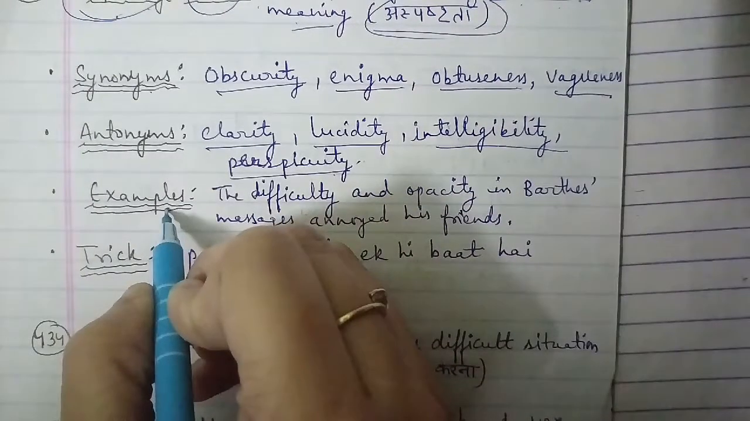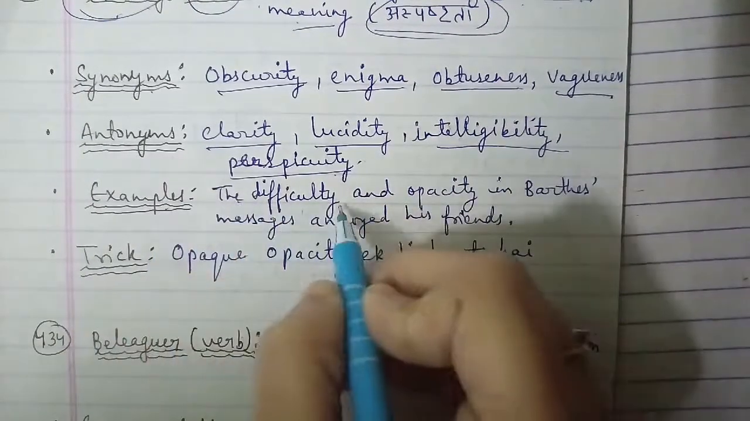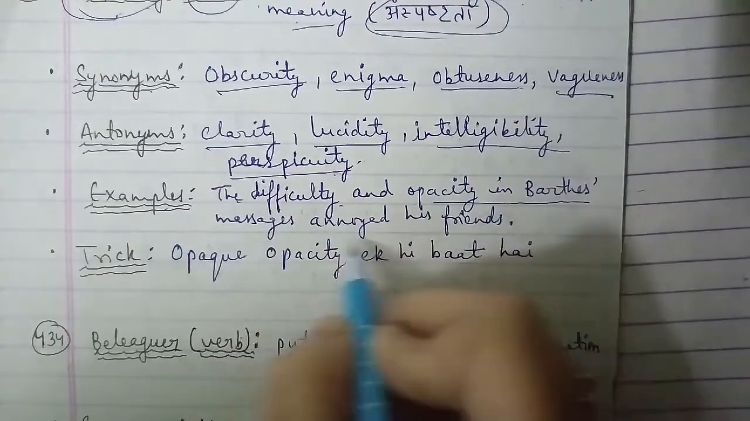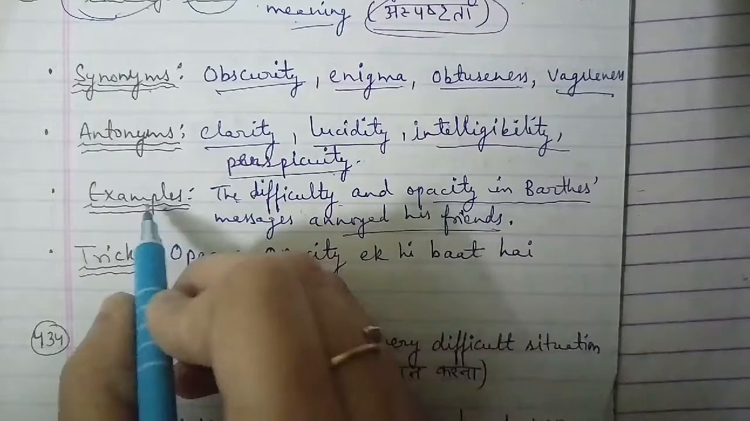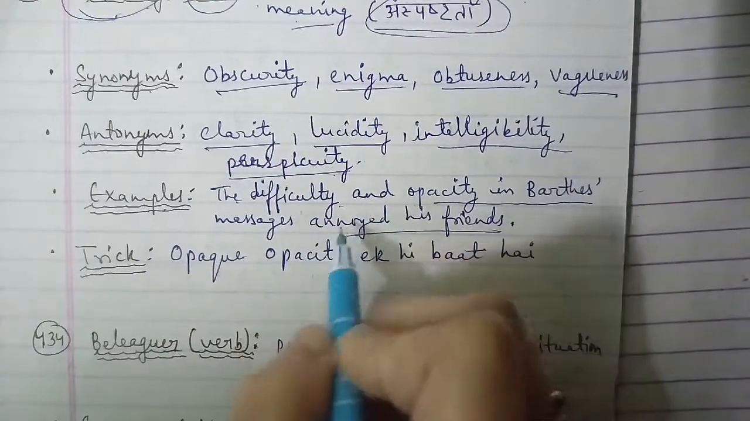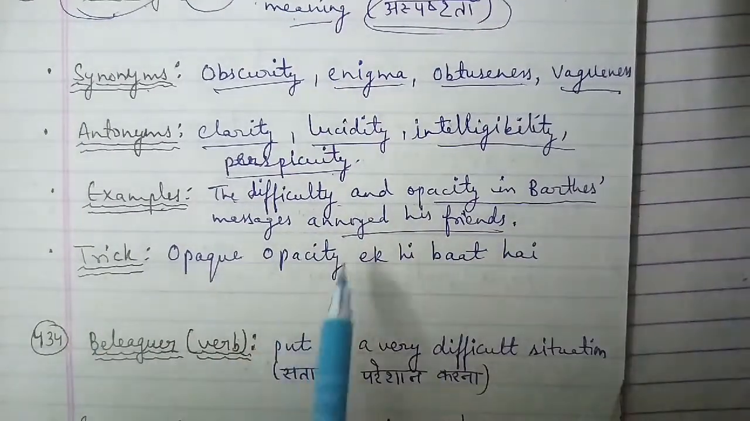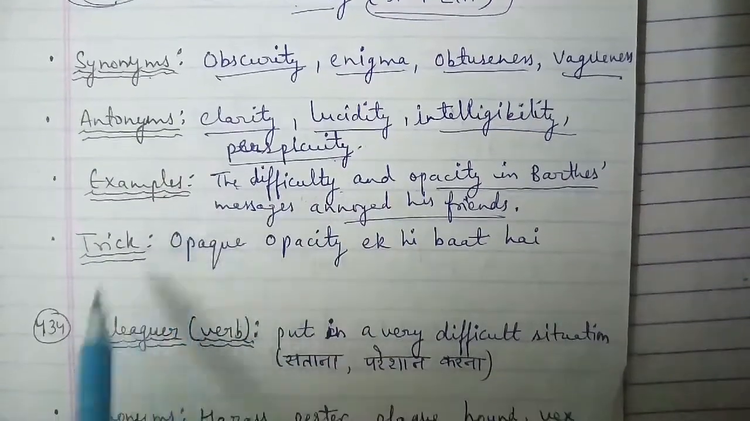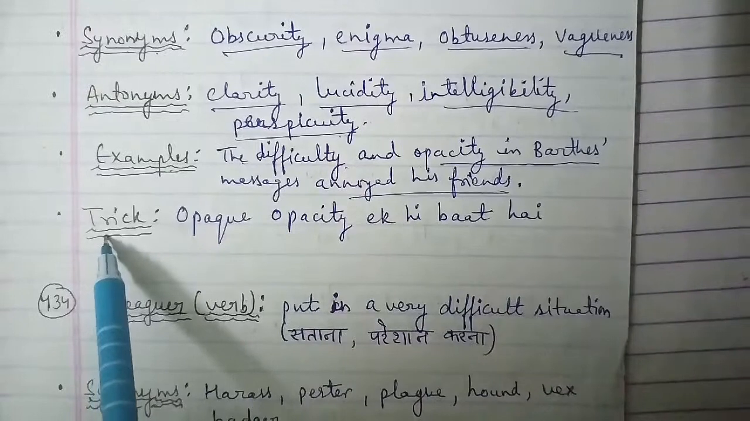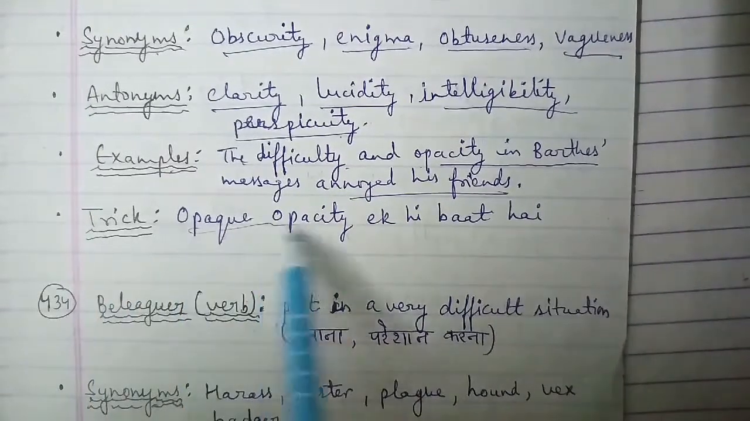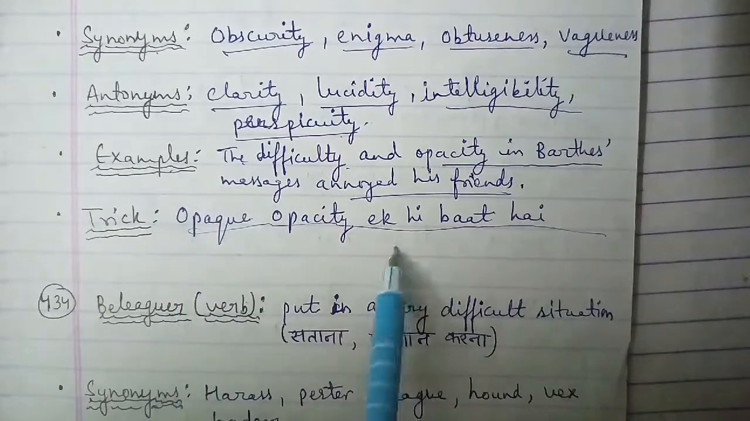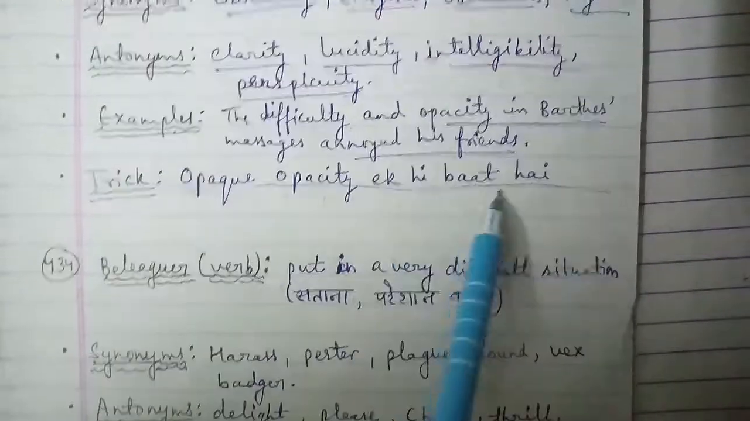आप सता रहे हो किसी को या परेशान कर रहे हो, एक different situation में, difficult situation में डाल रहे हो, that is you are doing the belligerent and you are belligerent those people. The synonyms of belligerent are harass, pester, plague, hound, vex. Antonyms of belligerent that we have are delight, please, charm, thrill. And the examples of belligerent, there you can use these words.